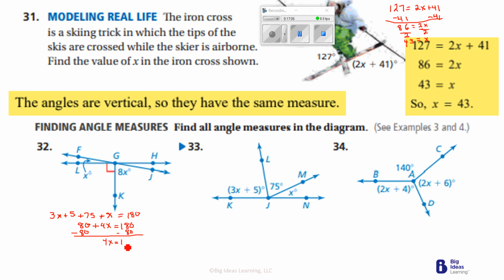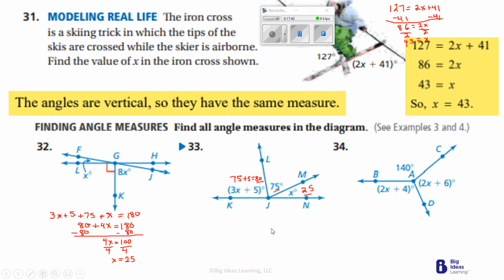That sounds real familiar, like another problem we have. I'll divide 4 away from 4x, which means I'll divide 100 by 4. And x has to equal 25. But that's not what it asks us. It asks us to find all the angles. We already knew this was 75, and we know now that this is 25. And we know that this is 3 times 25, which is 75 plus 5. And that equals 80. So 80, 75, and 25 are the angles.